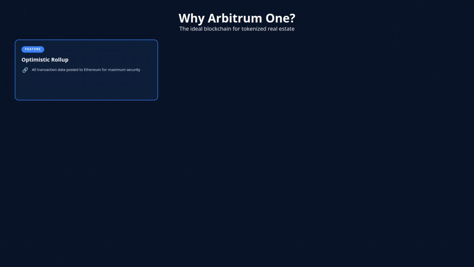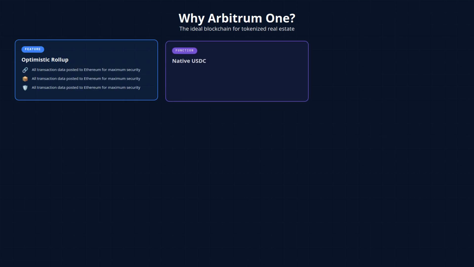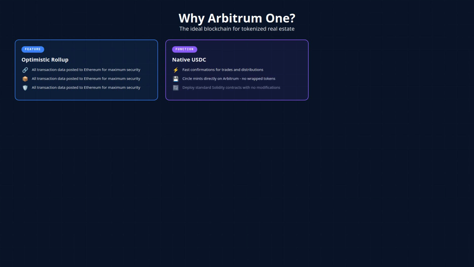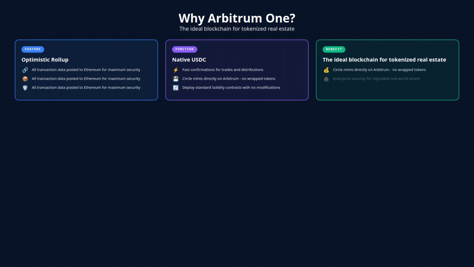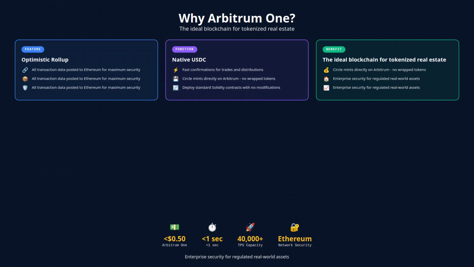Why Arbitrum 1? It's the ideal blockchain for tokenized real estate. As an optimistic roll-up, all transaction data is posted to Ethereum Layer 1, giving you the full security of Ethereum mainnet. Native USDC means Circle mints directly on Arbitrum. No bridging risks, no wrapped tokens. Transaction fees stay under $1, making distributions economical. Sub-second finality means instant confirmations, and full EVM compatibility means we run the same battle-tested Solidity contracts. For regulated assets like real estate, Arbitrum 1 delivers enterprise security with the liquidity of Ethereum's largest Layer 2.